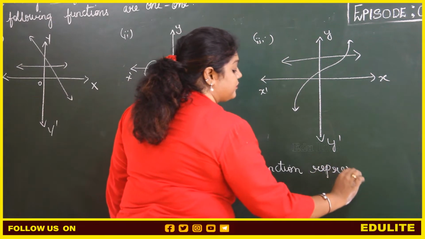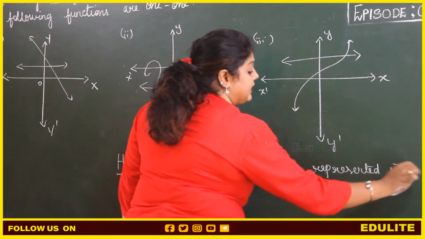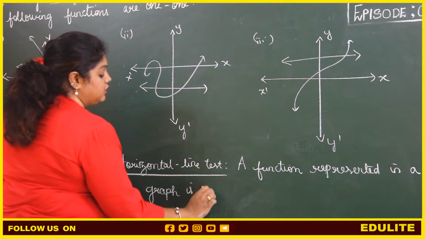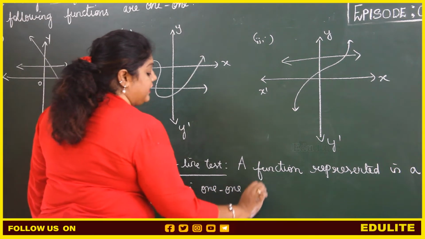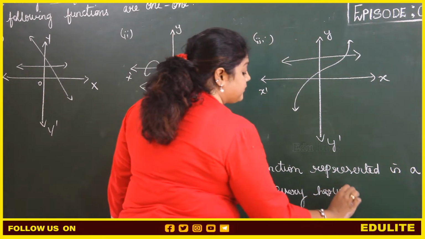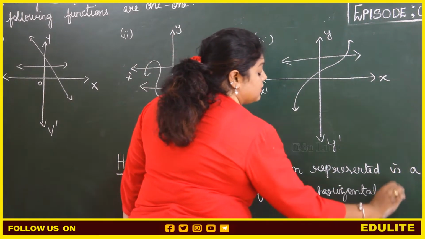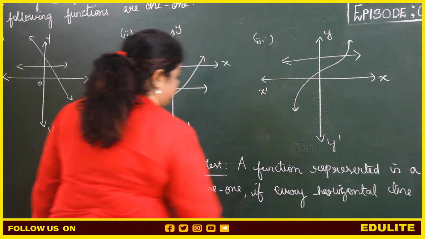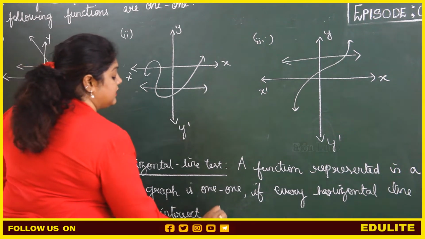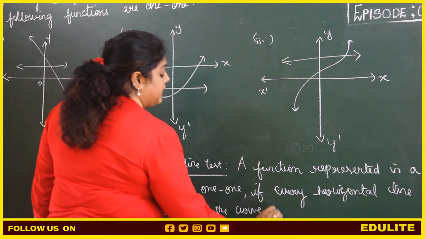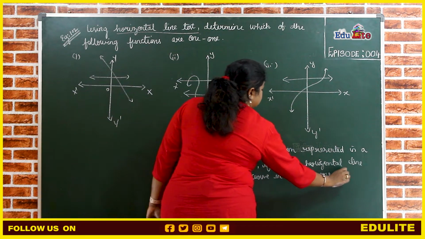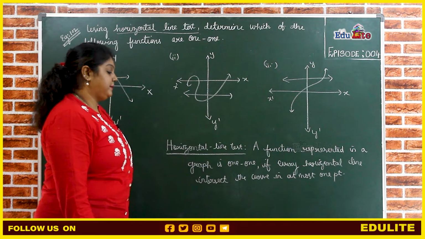The horizontal line test is defined as follows: a function represented in a graph is one-to-one if every horizontal line intersects the curve in at most one point. So the horizontal line test also represents the same idea.